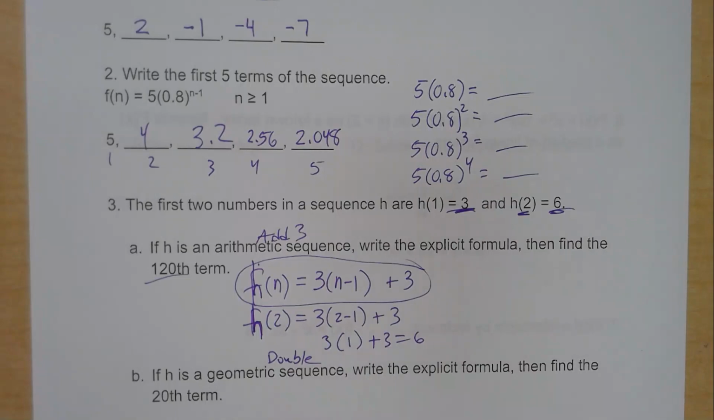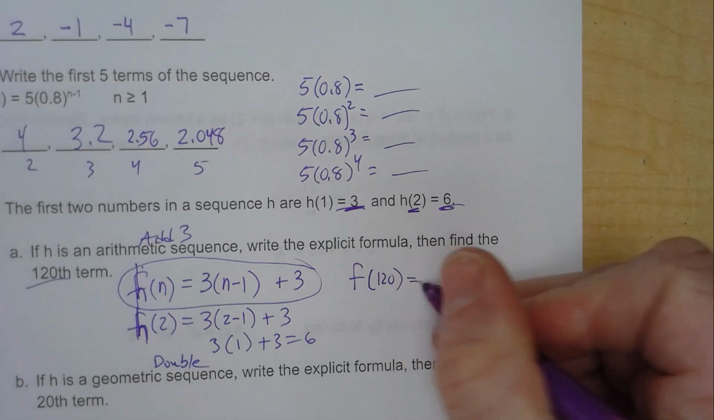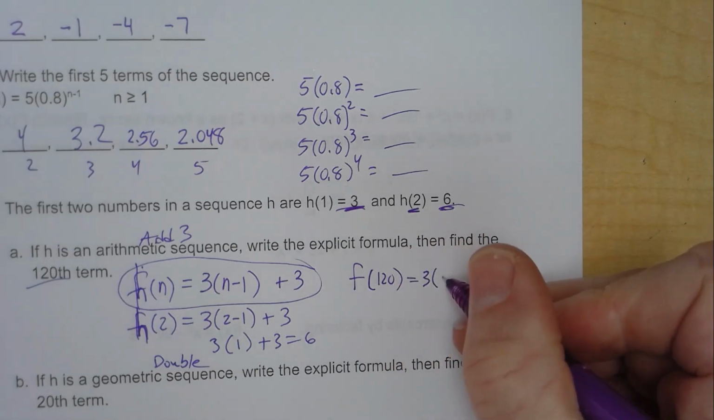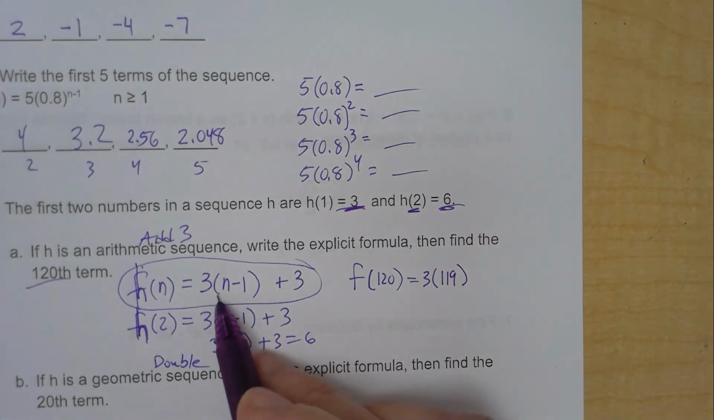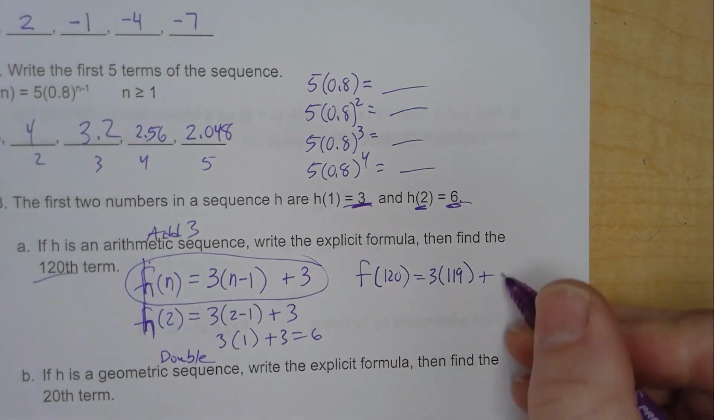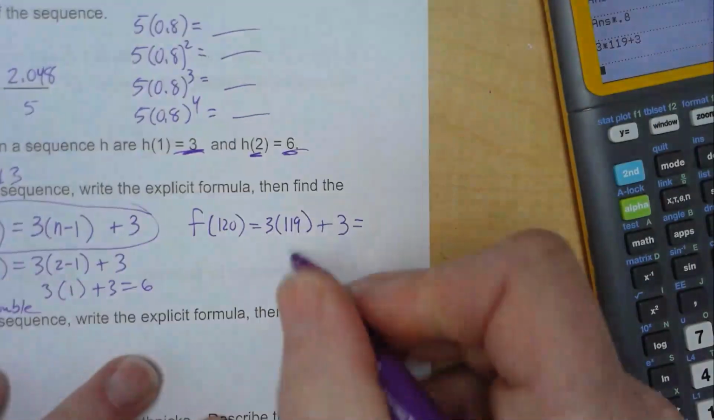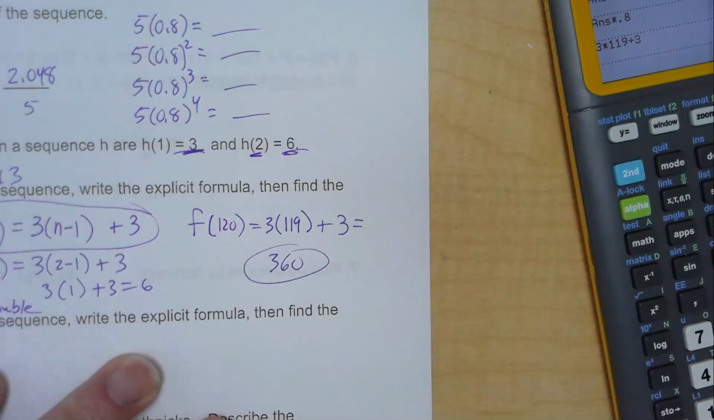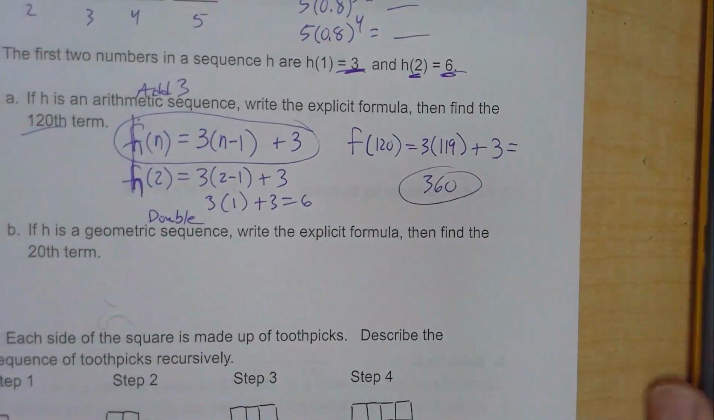Now we're going to put 120 into the formula. So h of 120 would be 3 times 119, because you're not adding 3 120 times, you're adding 3 119 times. So hopefully that kind of makes sense. So now we just need to get an answer for this. So we do 3 times 119 plus 3 equals 360. So 360 would be the answer for that. All right. And so I got 2 answers.